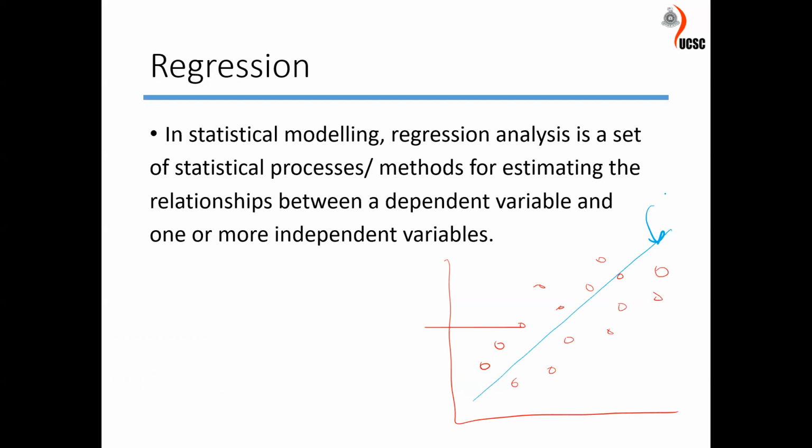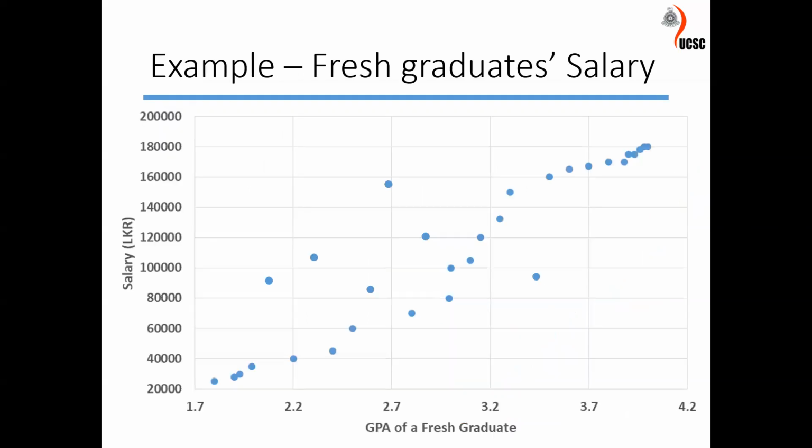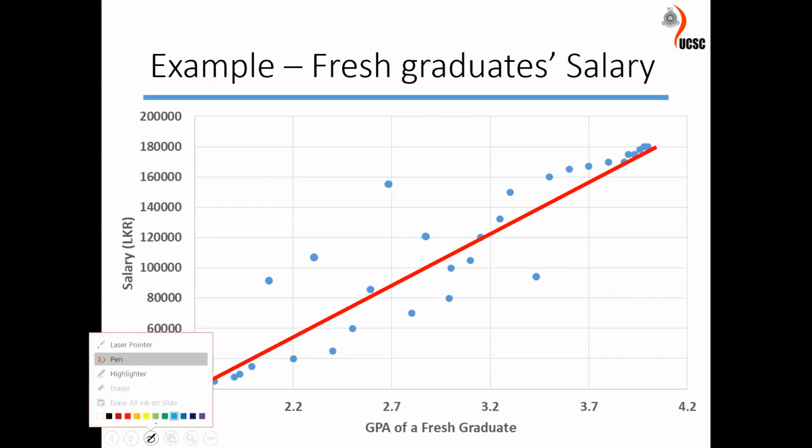To get a line, we need some sort of a function. So here we're going to find this function that will mimic these data points, the function that is most fitted to all these data points. If we consider the example on fresh graduates' salary that we discussed in lecture 1, we have this set of data points.